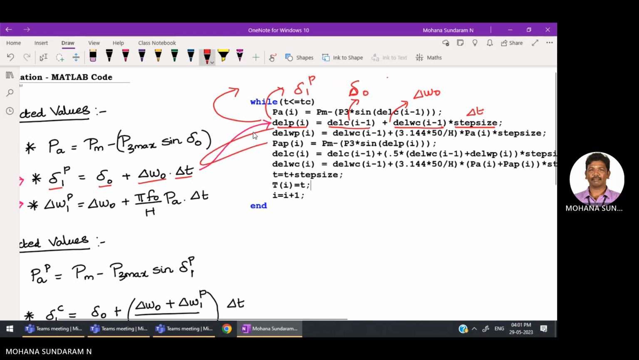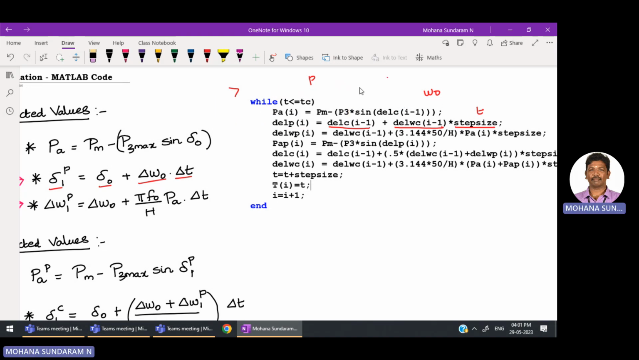Next equation, we'll have it for this. So next one is for this. This you can see it here, right? Listen, del 1p, this is del omega of I, del omega naught. So that means it should be I minus 1, pi f naught by H. See, pi the 3.14 into 50 divided by H into PA. This is PA. We have already written here, no, this PA into step size. This is your step size. That's it.